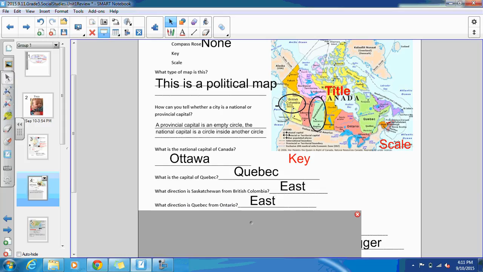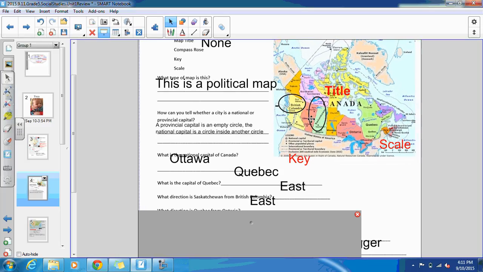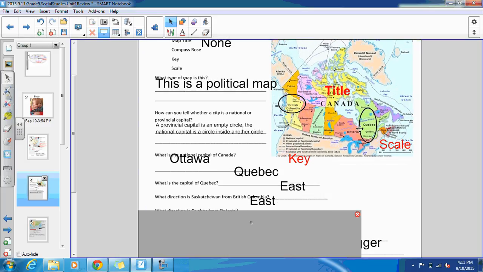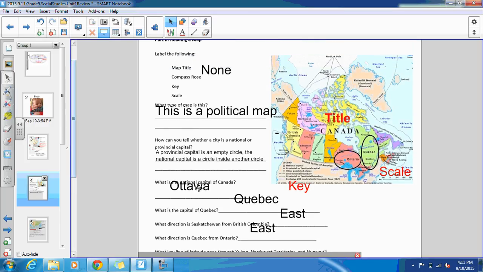What direction is Quebec from Ontario? Sorry, one second. There we go. So from Ontario, I am going east. A line of latitude goes through the Yukon, Northwest Territories, and none of it. So I know latitude lines go round and round. Here's my line of latitude, the Arctic Circle.